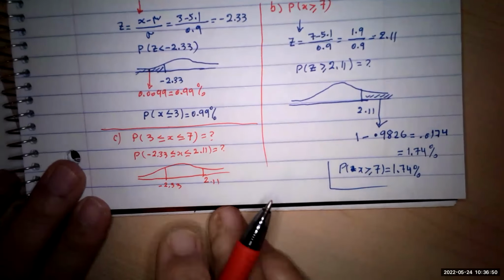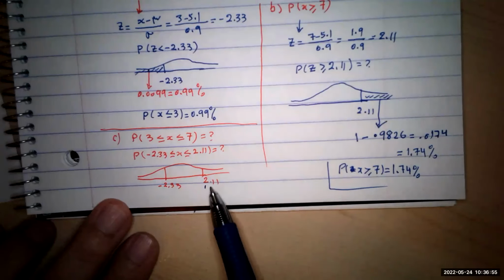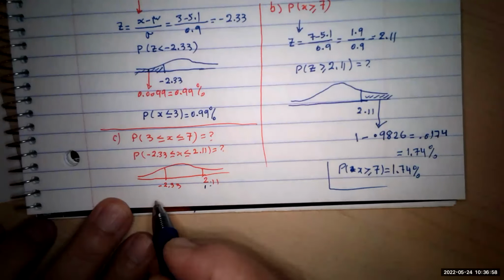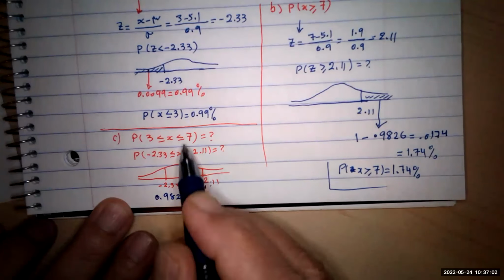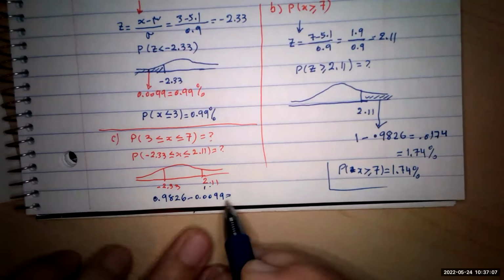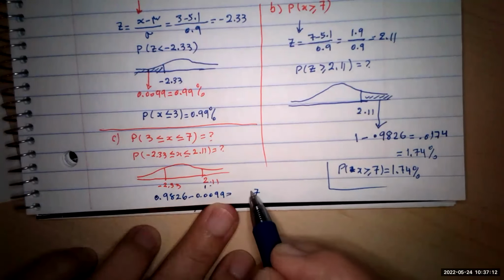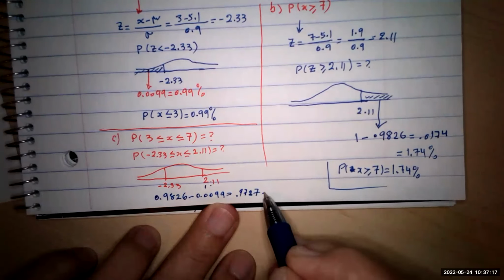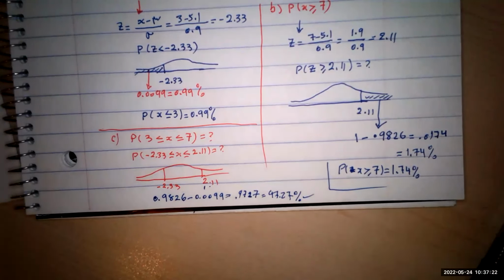Again, you can use a calculator to get these numbers right away. So we have the corresponding numbers, and we subtract. 2.11 gives 0.9826, and the other one is 0.0099. You subtract and you're done. So that would be 97.27%. That gives you the probability in question.